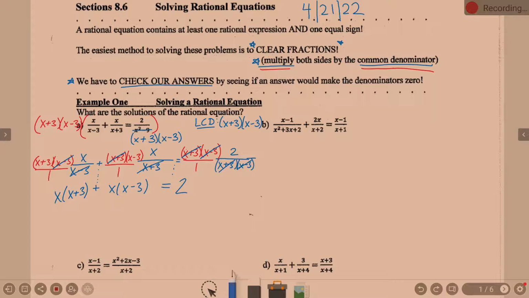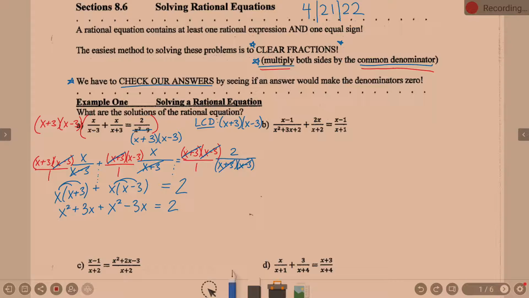Okay, what is my next step? We've got to solve this, so Lorna asked earlier. Do we go ahead and distribute? I'm going to distribute now. I didn't want to do it quite yet, but I'm going to distribute now, so we got to solve the equation. X squared plus 3x, and then x times x, and x times minus 3 is going to be x squared minus 3x, and it still equals 2.